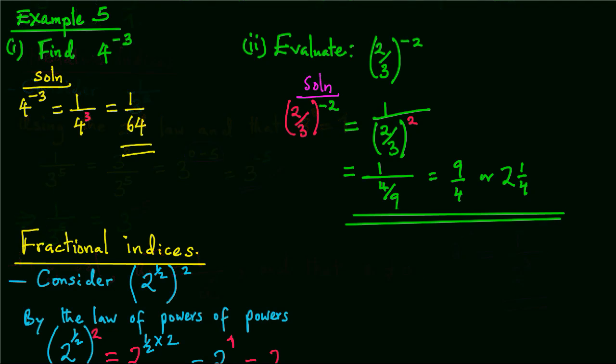Let's look at example 5. We want to find 4 raised to power negative 3. So that would be equal to 1 over 4 raised to positive 3. So indicate the change in sign for the power, which will give us 1 over 64.